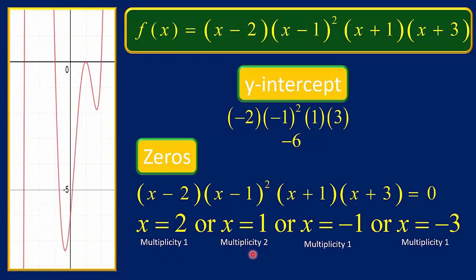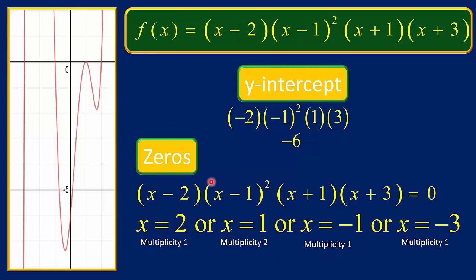Here's a sketch of that graph. Now notice, at x equals 1, the graph does not pass through the axis. It bounces off of it. Now this is going to be the case when we have even multiplicity. If this had been 2, 4, 6, 8, any of those numbers, you're going to have a bounce going on. If it's an odd multiplicity, it's going to cross right on through the graph.